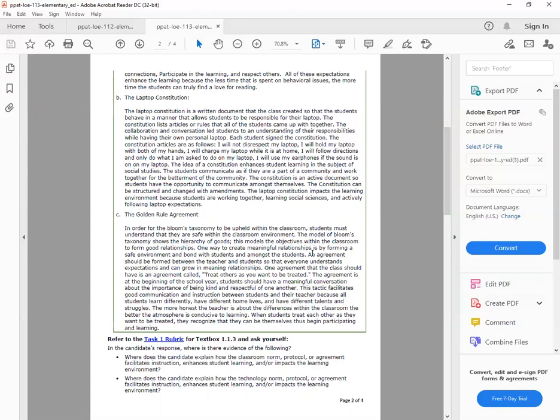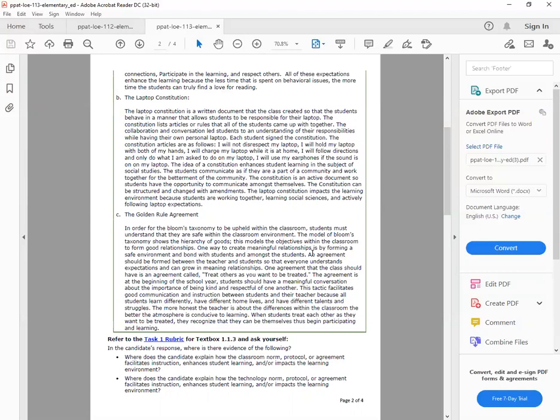I will not disrespect my laptop. I will hold my laptop with both of my hands. I will charge my laptop while it is at home. I will follow directions and only do what I am asked to do on my laptop. So we can stop there because it goes on and it has a list.